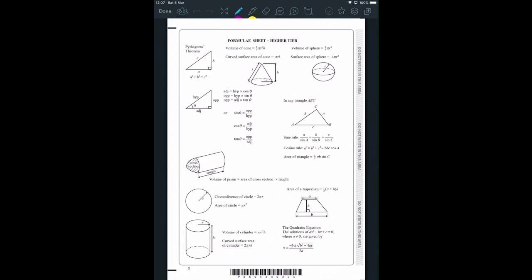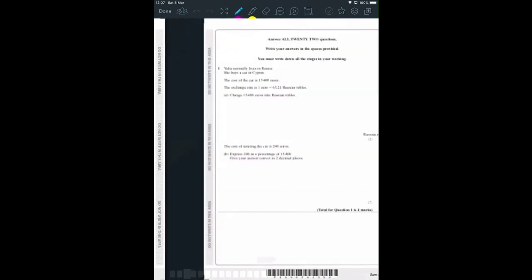Formula page, as always, make sure you're familiar with all the formulas there, and if there is a formula on there you should check it before you use it in a question later on.